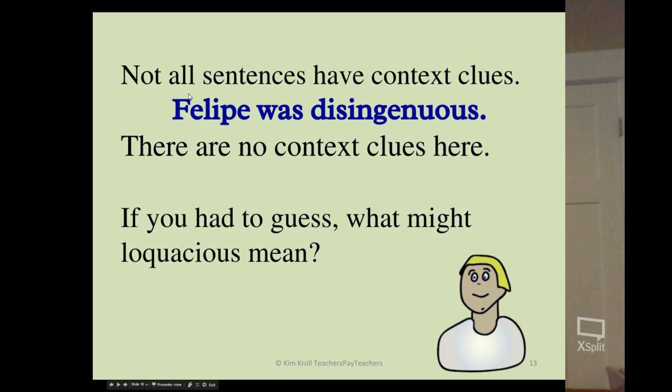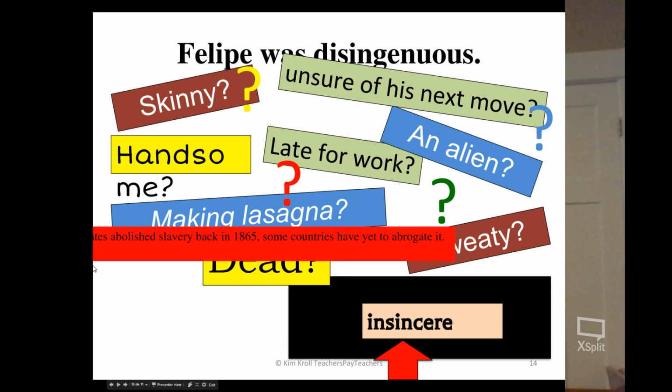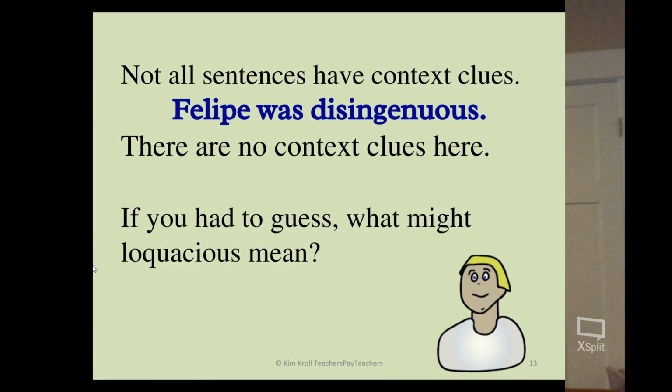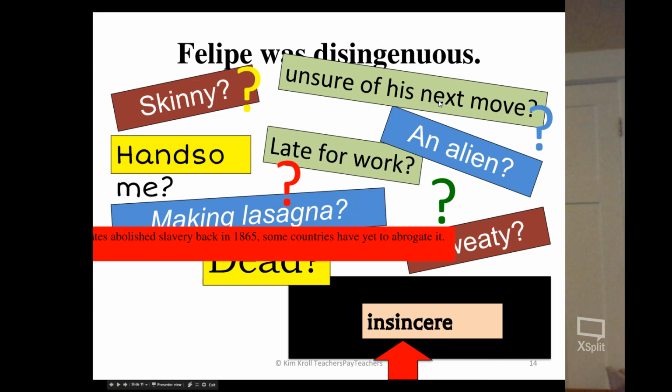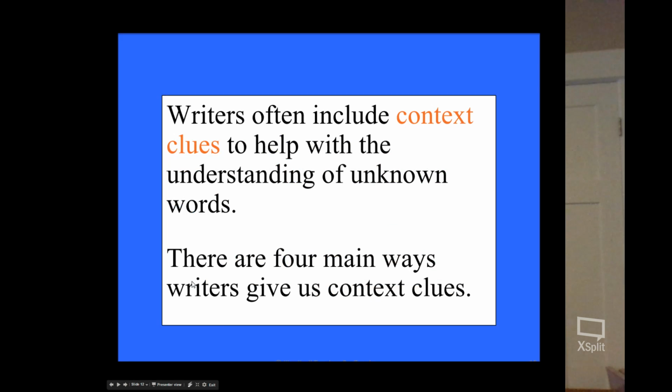Not all sentences have context clues. So for example, Felipe was disingenuous. There are no context clues here. If you had to guess, what might disingenuous mean? Felipe was disingenuous, skinny, unsure of his next move, an alien, late for work, handsome, making lasagna. It's hard.